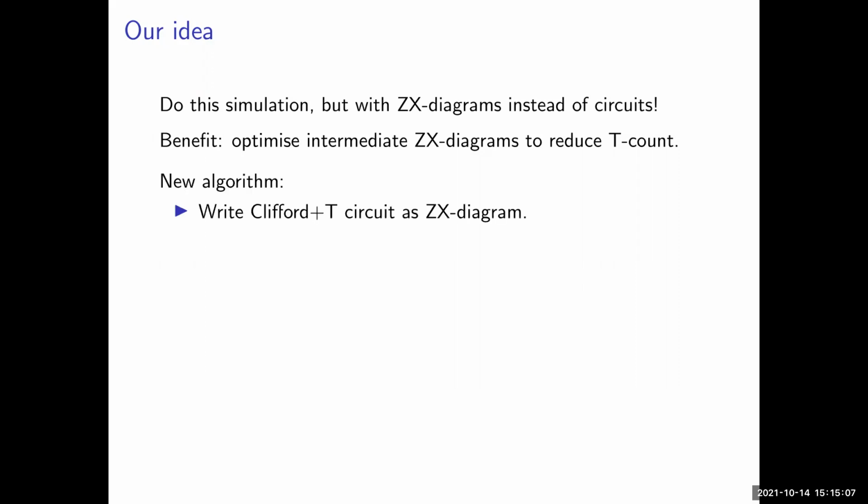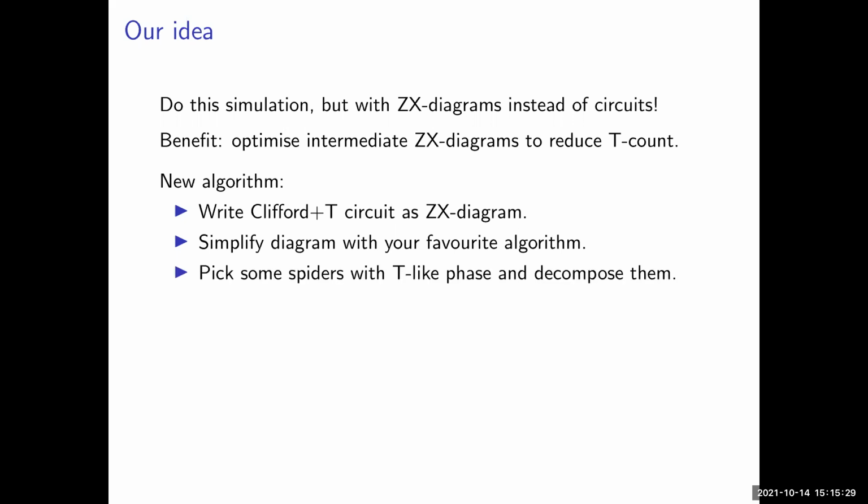Okay, so what's the new algorithm that we propose? Well, we write a Clifford+T circuit as a ZX diagram. That's the first step. That's easy. This is just a straightforward translation. And the next step is you use your favorite algorithm to simplify the diagram. So whatever algorithm you want, you just apply it to the circuit to get rid of as much complexity as possible. Then we pick some of the spiders in the ZX diagram which have a T-like phase, so a non-Clifford phase. And we decompose these spiders using these magic state decompositions. As a result, we get a bunch of diagrams that we sum together to get the result.